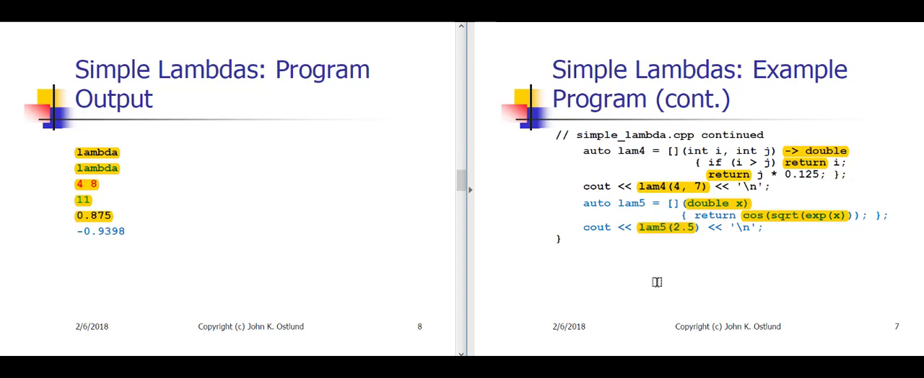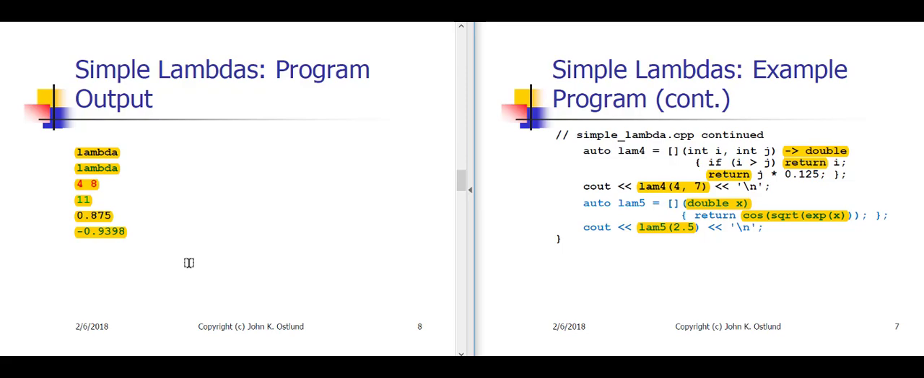When I call lam5 of 2.5, all right, I'll confess that I cannot do this calculation in my head, but what we get out on the screen is minus 0.9398, which certainly makes sense as the cosine of something. Okay, so that's some examples of defining and naming and calling lambdas, some of which take arguments and some of which return values.